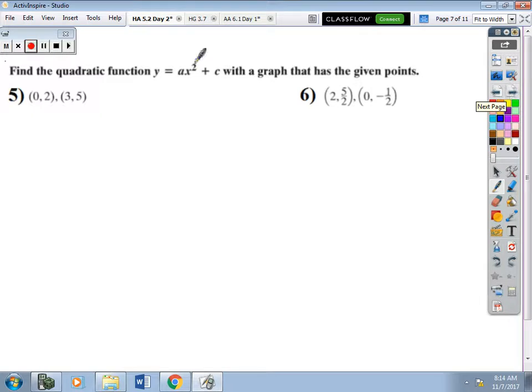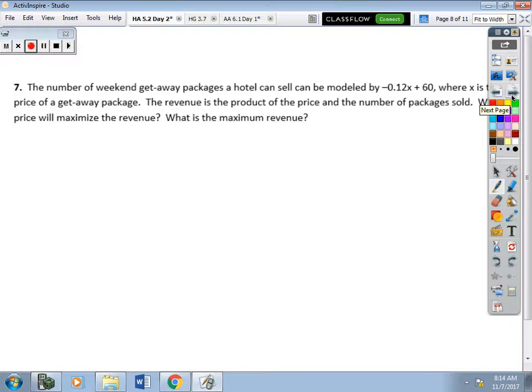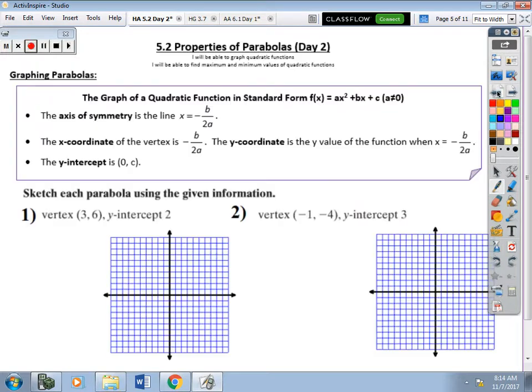It's going to be in a special format, when the b value is 0, because normally we would need 3 points to use our quadratic regression in the calculator. We'll do this by hand, just using substitution a couple times. And then we're also going to look at some word problems, which you will definitely see on your quiz Thursday.